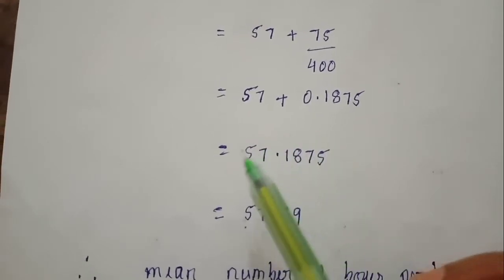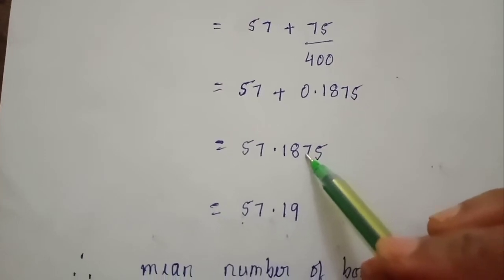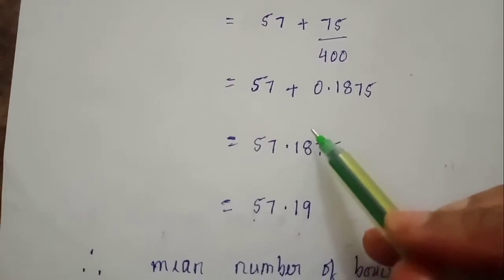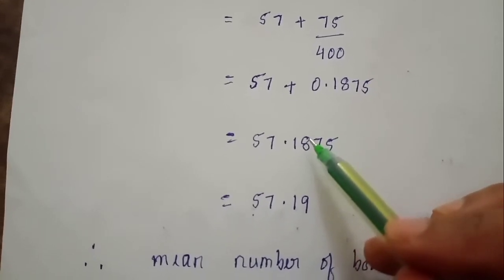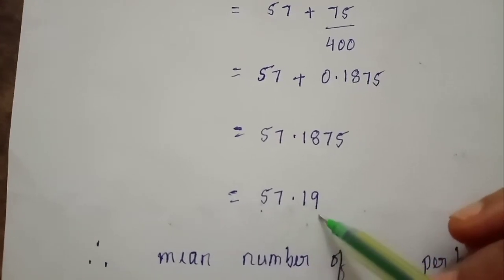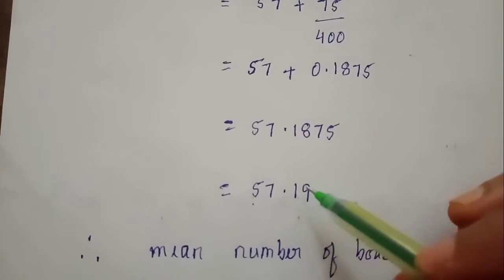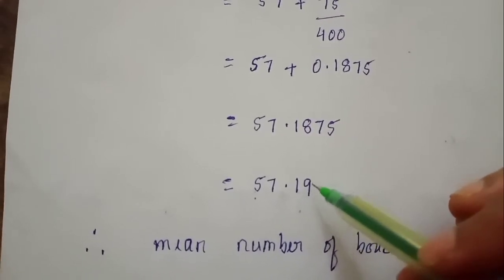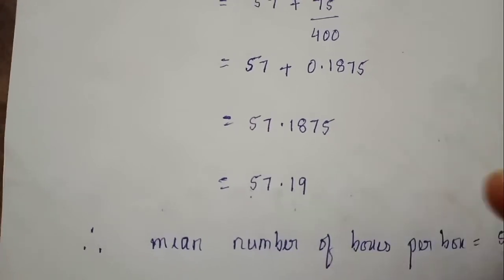57.1875, and round this up to 2 decimals. You can see here the third digit after the decimal is 7. Because it is more than 5, we can add 1 to the previous number, that is 8 becomes 9. So 57.19. Suppose you want to round up to 1 decimal. This 1 becomes 2. Why? Because 9 is greater than 5. So add 1 to this, we get 57.2.